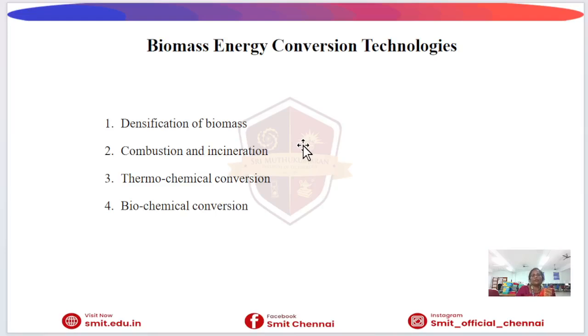In biochemical conversion, microorganisms are used in anaerobic digestion. Cow dung is converted into biogas. For example, in a gobar gas plant, cow dung mixed with water produces biogas, which is used for cooking. In fermentation, sugar is converted into ethanol. For example, sugarcane juice is converted into ethanol and blended with petrol as E10 or E20 fuel.